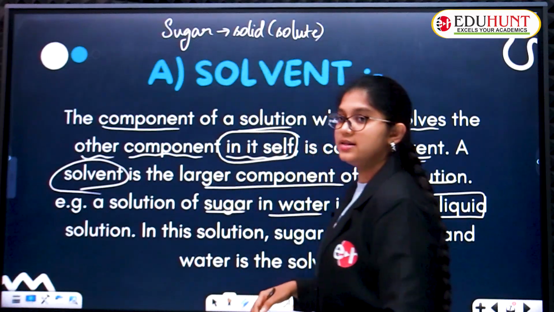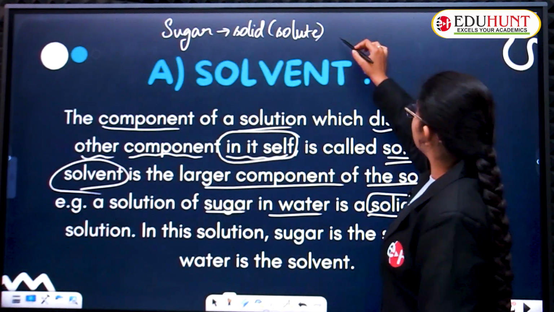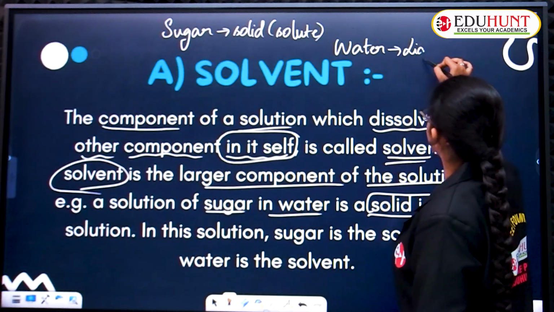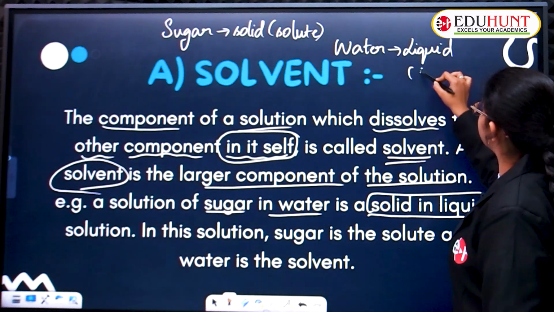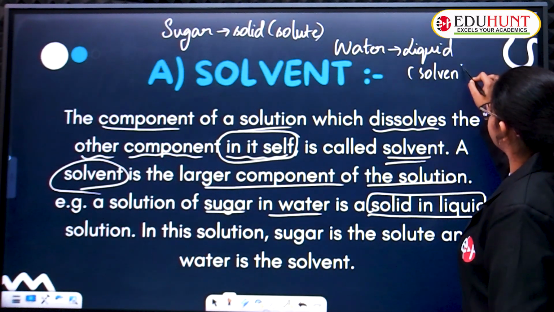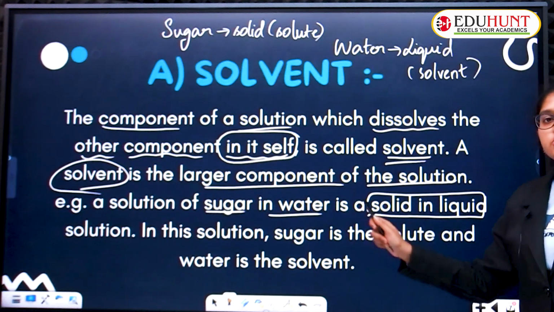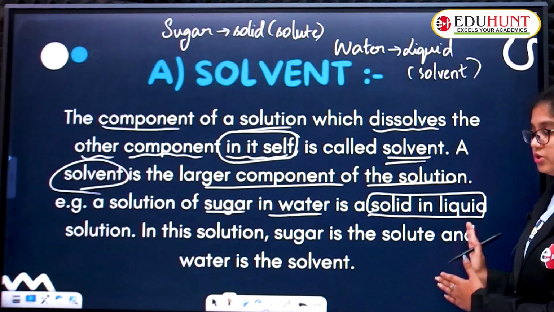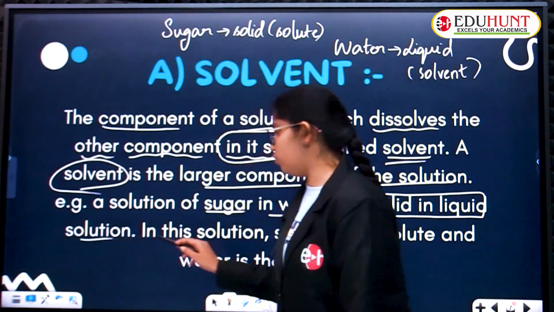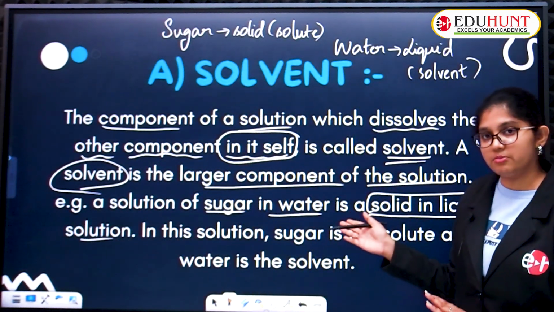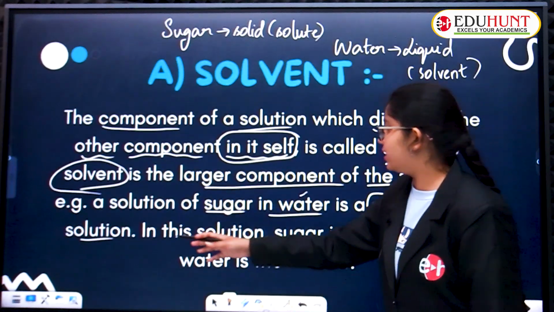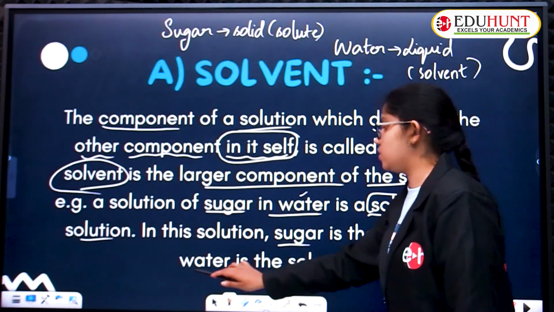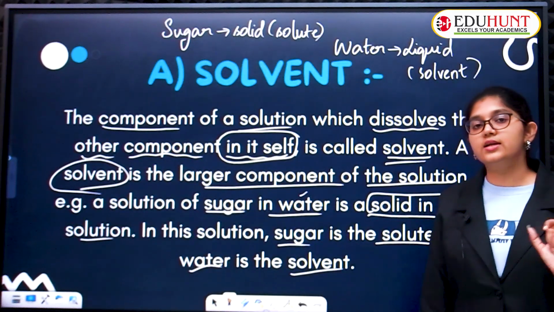And later what we have? Water. Water here is the liquid component and this is nothing but the solvent. So sugar in water ఏమంటున్నాం మనము? The solid in the liquid component, liquid solution. So ఈ solution లో what we are taking as a solvent? Nothing but water. In the solution, sugar is the solute and water is the solvent. That is the case. Did you get that?